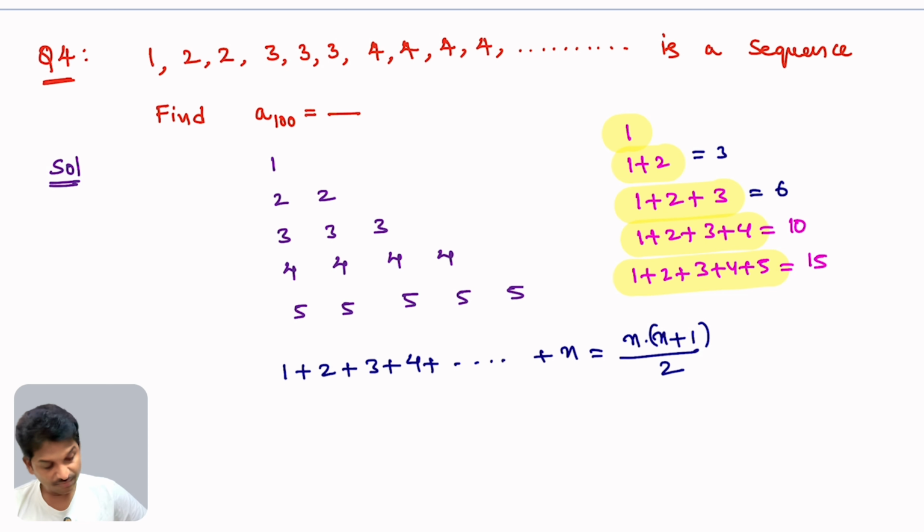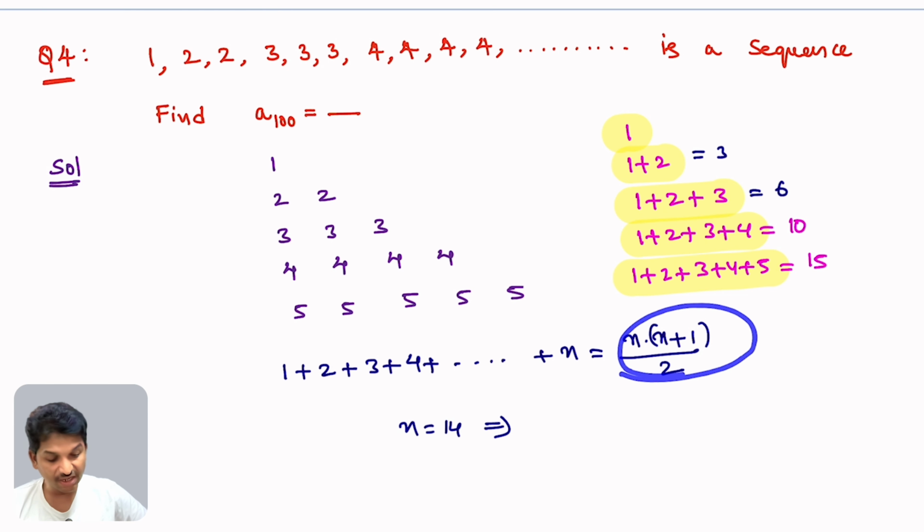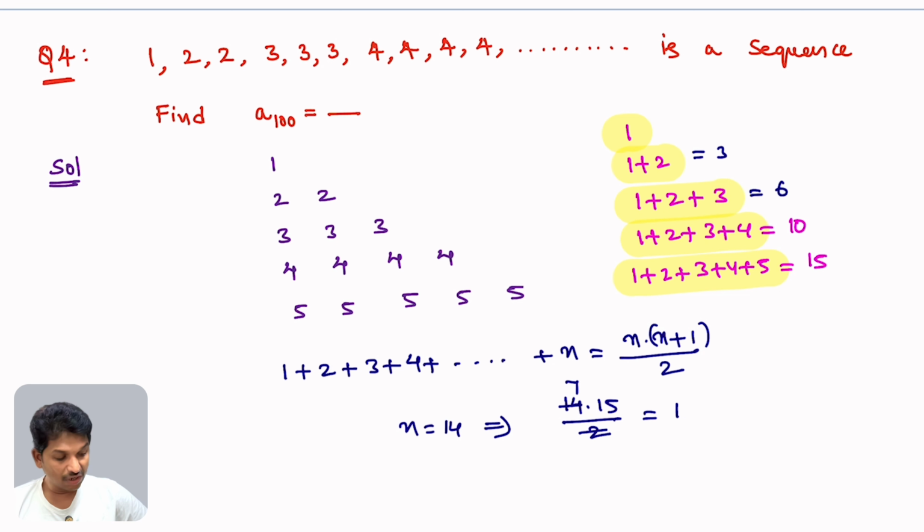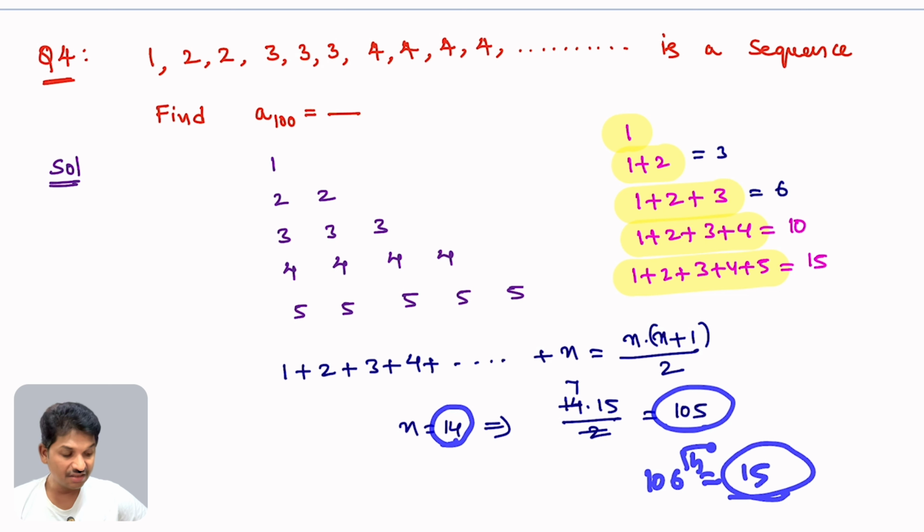If I put n equal to 14, what will you get? 14 into 15 divided by 2. 2 goes into 14 seven times. 15 into 7 is 105, right? That means the 105th term is 14. And what is the 106th term? The 106th term is 15. I hope you are understanding.